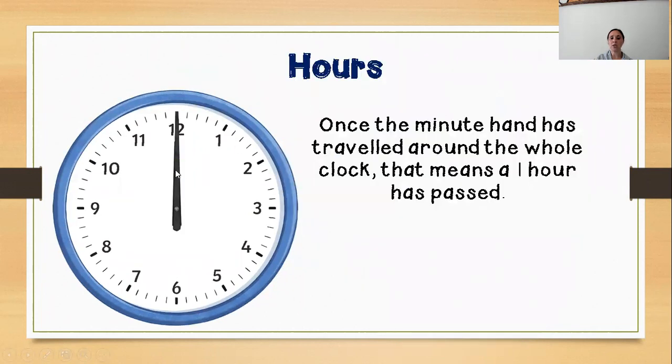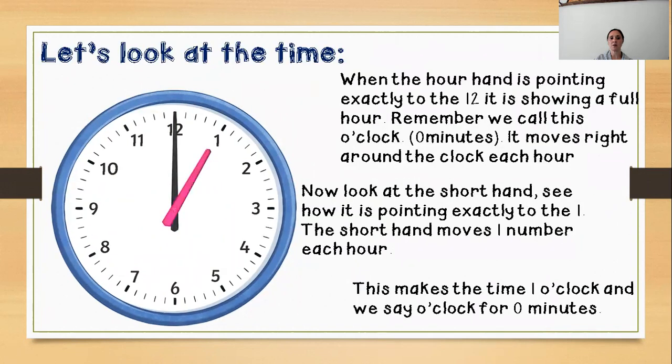So, for an example, once the minute hand, have a look, goes right around the clock back to the 12, it means that 1 hour has passed. So now we're going to look at the time to read it, because remember I told you, you have to put the minute hand and hour hand together to be able to tell the time. So when the minute hand is pointing at 12 and the hour hand is pointing exactly at one of the hour numbers that are marked on the clock, then we know we're talking about o'clock.